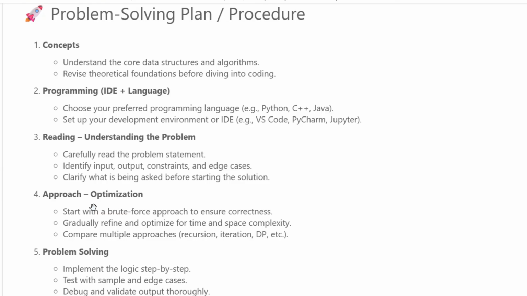O of 1 is the best, next is O of n, next is O of log n, next will be O of n log n, followed by O of n square, and then followed by O of 2 power n. So like this the time complexity can increase.